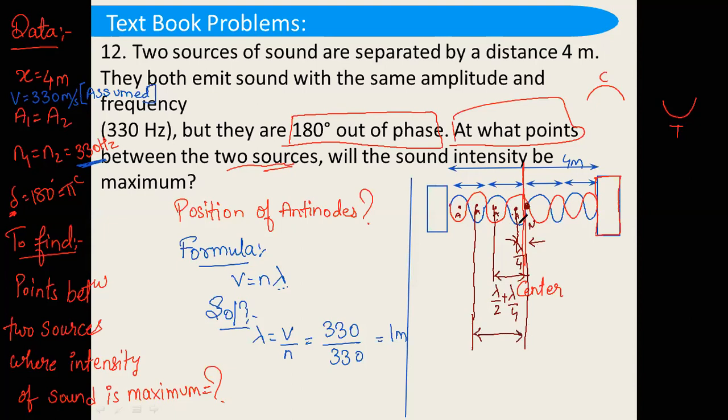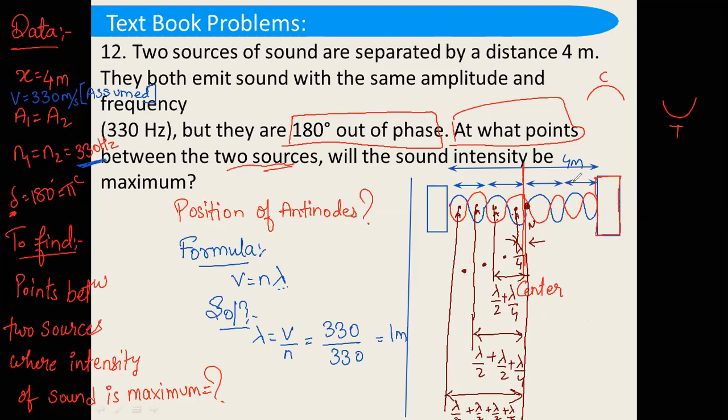Again, this part is lambda by 4, this part is lambda by 2, and again this part is lambda by 2. So this is lambda by 2 plus lambda by 2 plus lambda by 4. Again, what will be the distance between this antinode and this center? It will be 3 lambda by 2 plus lambda by 4, since antinode to antinode is lambda by 2 each, three times, and then lambda by 4.